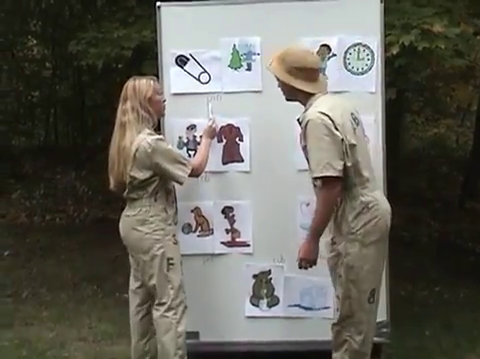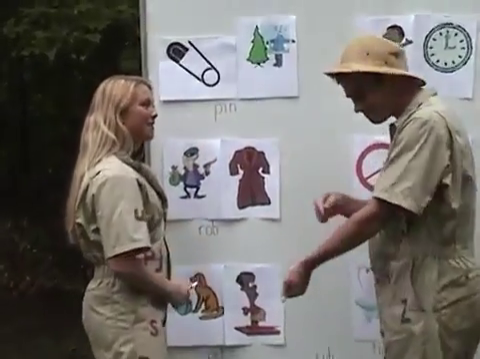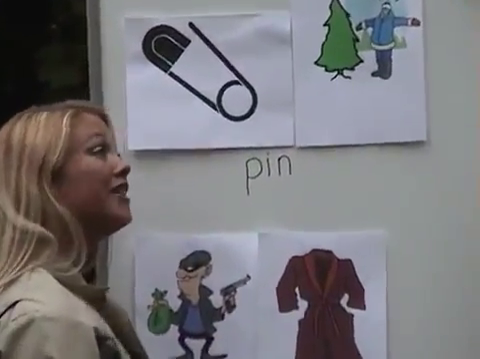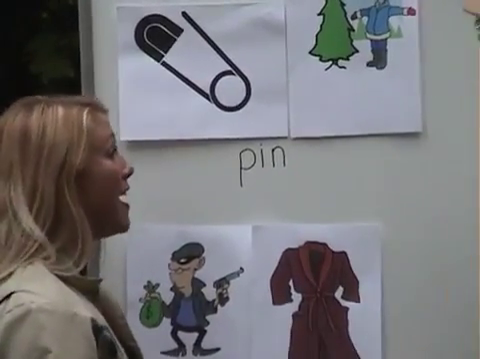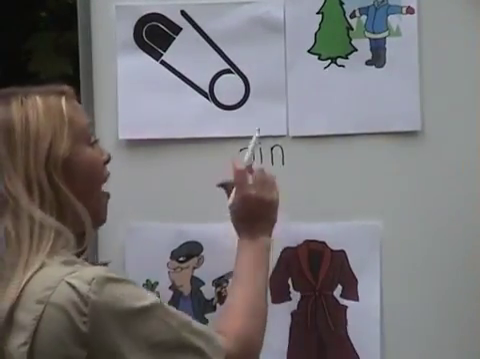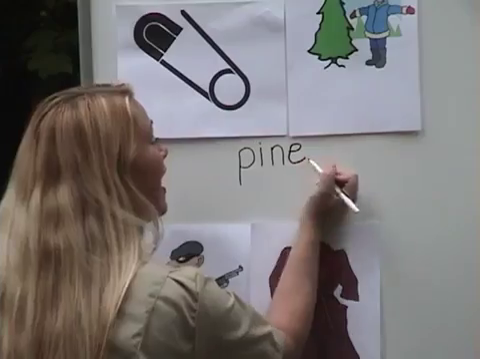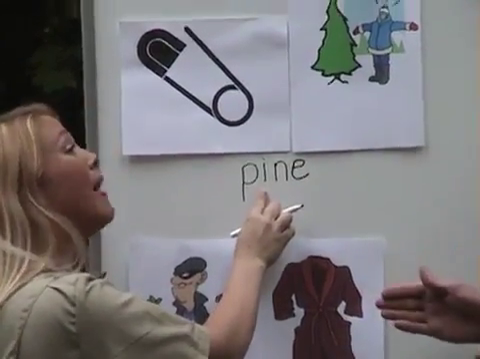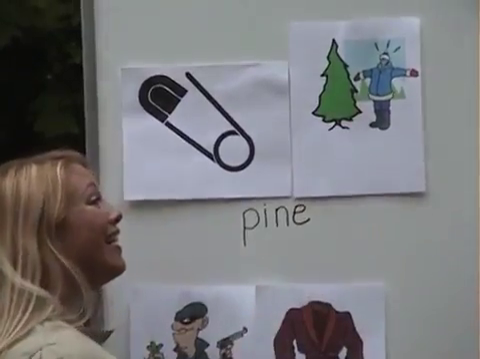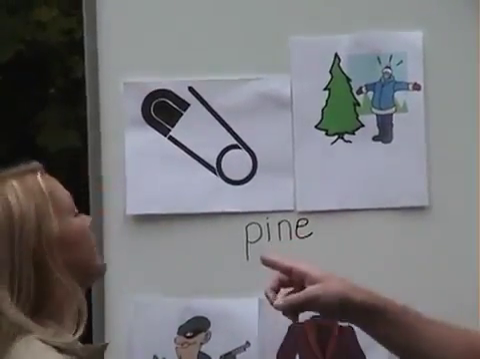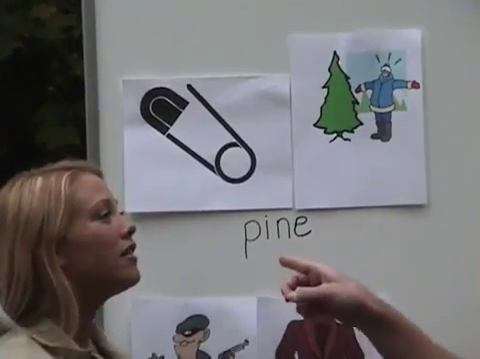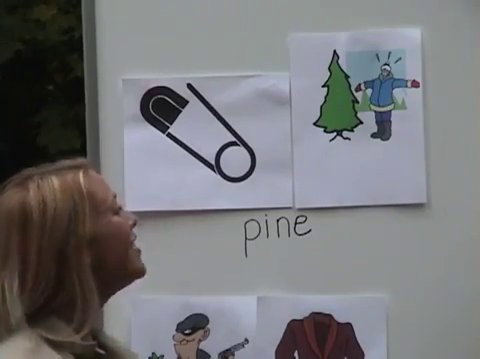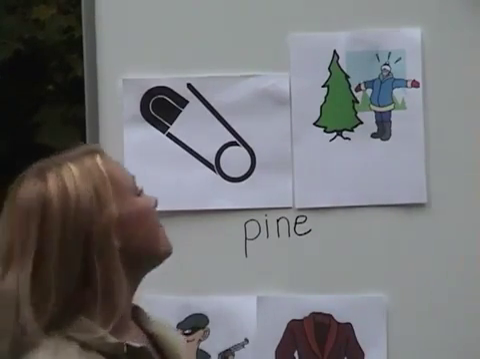Here we have the word pin, like a safety pin. Pin uses the short I sound. Pin. Now, if we put the magic E on it, it turns the short I sound into the long I sound. Pine. I see. So it goes from sounding like I to sounding like I. That's exactly right.